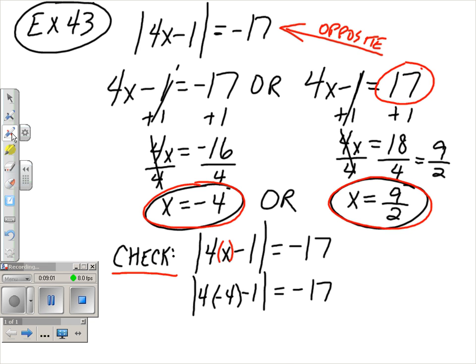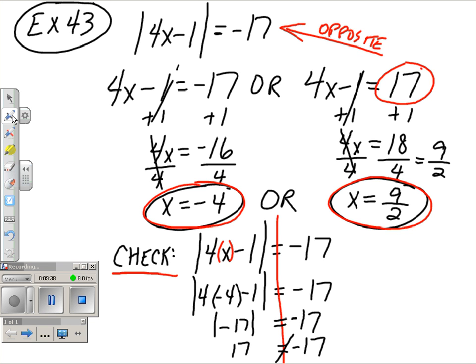Remember to keep your left and right side separate. Now we work this out. Inside the brackets I have negative 16 minus 1, which is negative 17. So I have the absolute value of negative 17 on the left, and a negative 17 on the right. But when I go back to the left, I say, okay, the absolute value of negative 17, how far is negative 17 from 0? Well, it's 17 steps from 0. I bring down my equals, and on the right side I have a negative 17, and I look at that and go, hey, 17 equals negative 17? That cannot happen. That's one of those contradictions we talked about earlier.